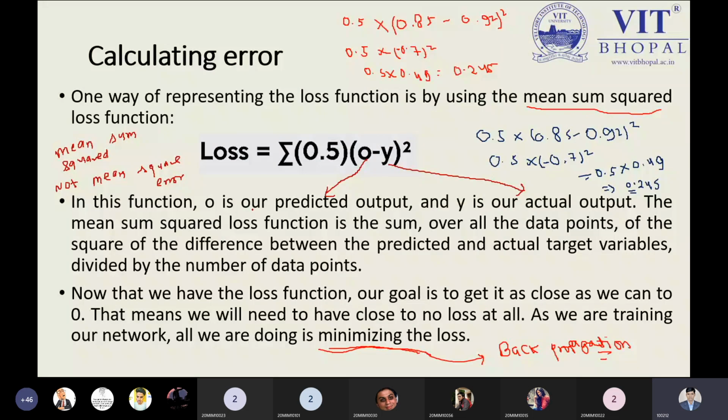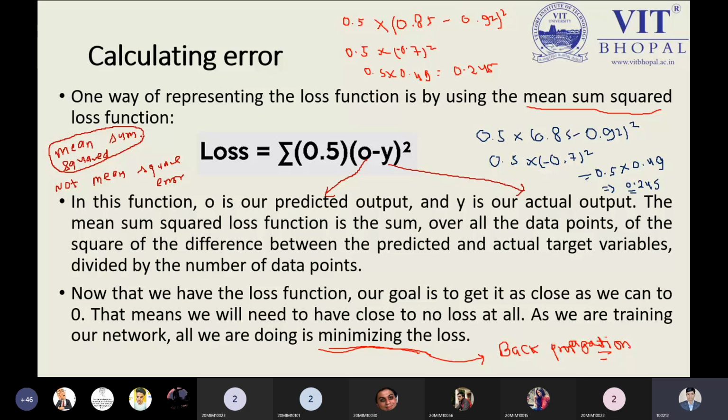So this formula we have to keep in mind. This is the important point you have to understand. This is known as the mean sum squared and not the mean square error. They're a little bit different. The mean sum squared loss function is the sum over all the data points of the square of the difference between the predicted and actual target values, divided by the number of data points. Here we divide by 2, assuming we are using 2 data points, else we can divide by n, the total number of data points.